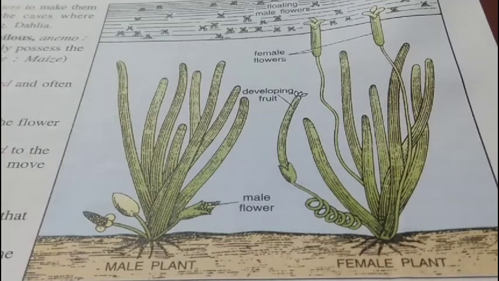Pollination can be brought about by wind, water, insects, animals, and even human beings. It can also be brought about by birds. If the pollination is helped by birds, then it is termed as ornithophily. Ornitho means bird, as we can see in case of canna plants.